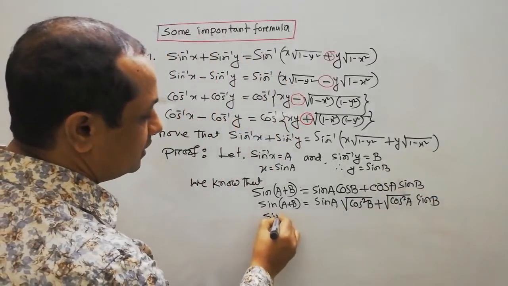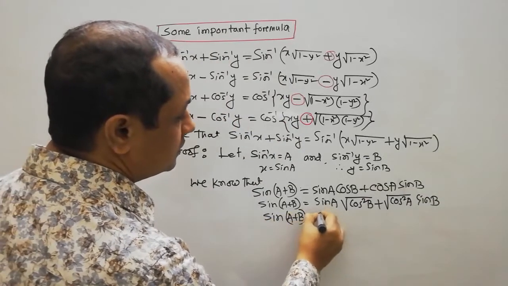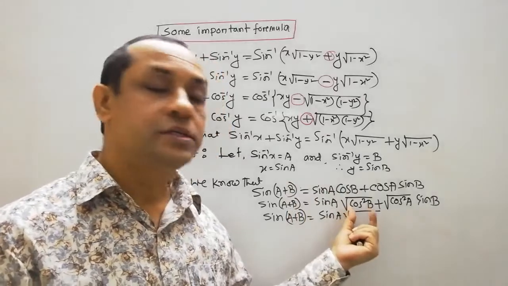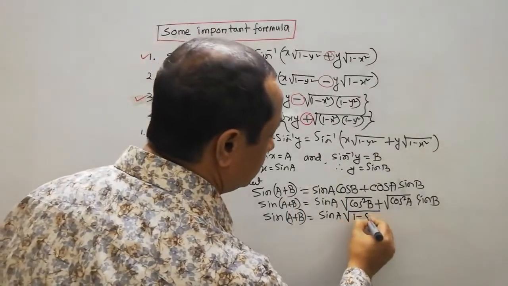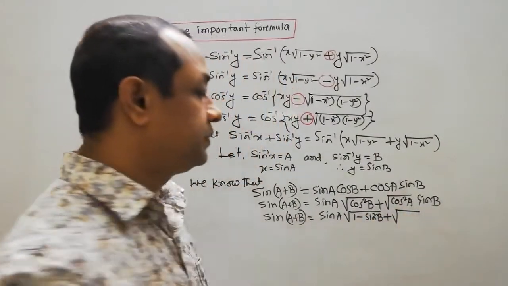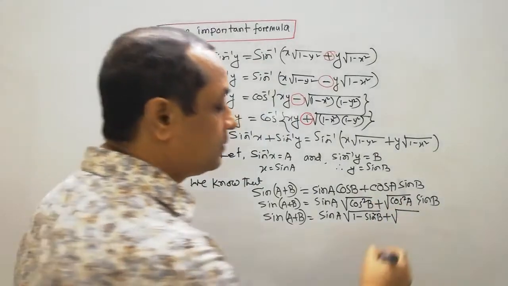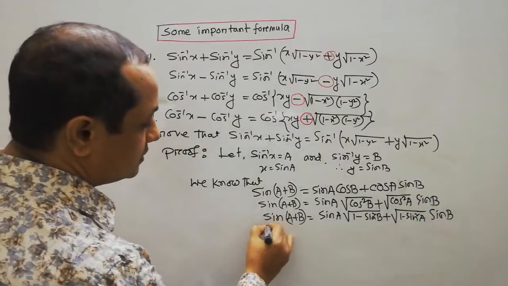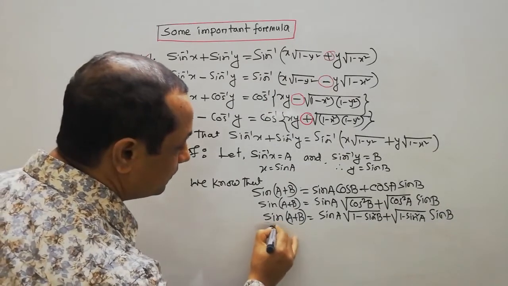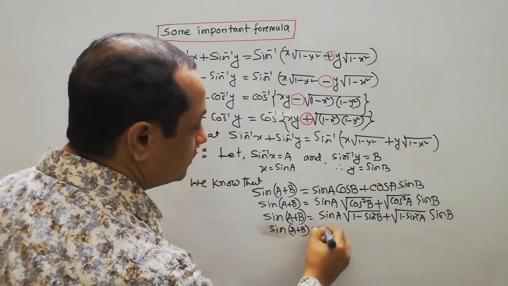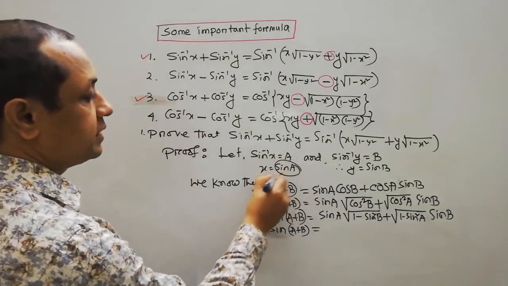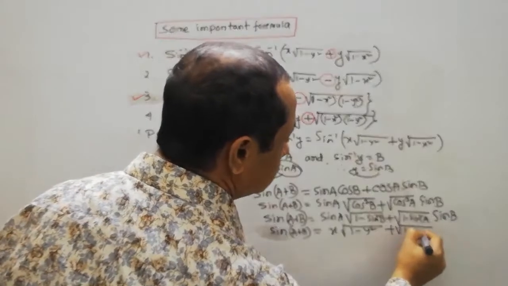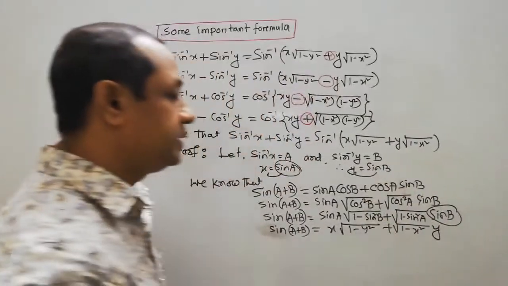So next line, sin(a plus b) equals sin a, but we don't have cos square b, so using the formula, cos square b equals 1 minus sin square b. Similarly, cos square a equals 1 minus sin square a, into sin b. Now putting the value sin a equals x and sin b equals y, we get root over 1 minus y square, root over 1 minus x square into y. Here sin b equals y.